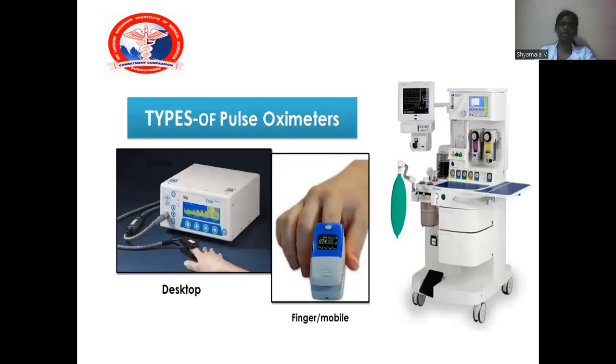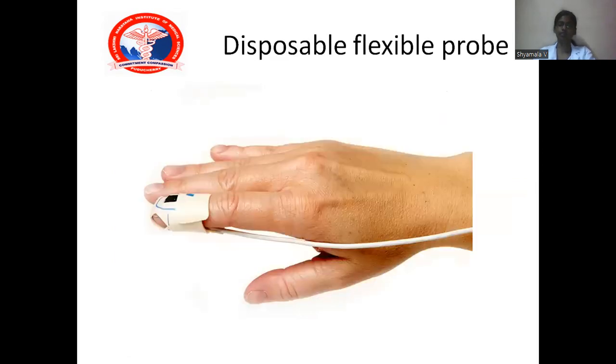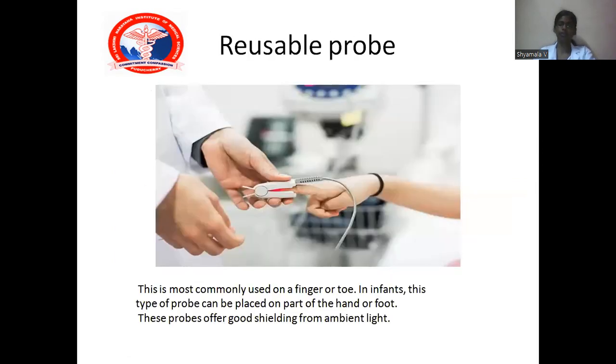So these are the various types of pulse oximeter used. This is the desktop pulse oximeter. This is a finger probe, and this is the pulse oximeter attached with the monitor placed in the workstation. So this is the handheld probe. This is the disposable flexible probe. These are the reusable probes most commonly used on a finger or toe. In infants, these types of probe can be placed on the hand or foot. And these probes offer good shielding from the ambient light.